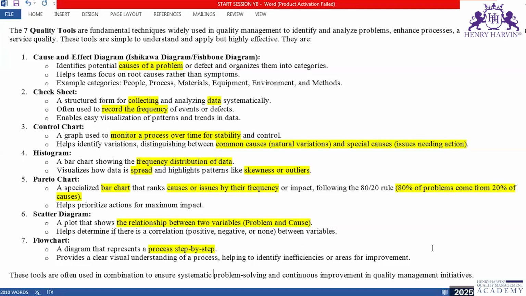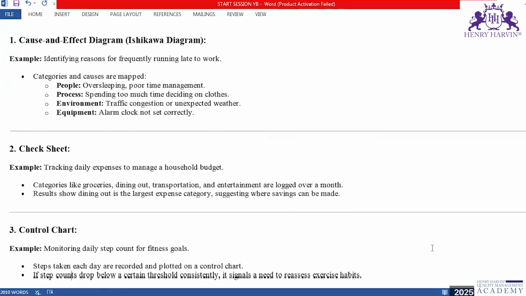Now let's see some examples, guys. Cause and effect, which is showing different causes for the problem. Identify the reason. So basically, the problem is I am running late to work, or some people are getting late to work. What can be the reason for running late to work from the people point of view? So the causes, from the people point of view, oversleeping, poor time management can make them late.